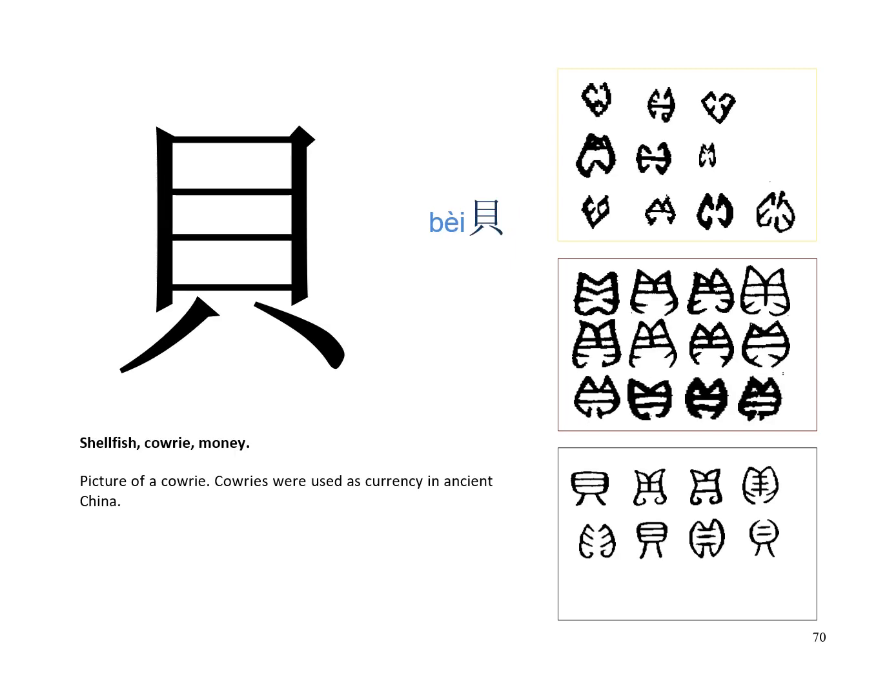This is the symbol of a shell, like those shells you see lying around on beaches. It is a picture of a cowrie. Cowries were used as currency in ancient China. Shellfish, cowrie, money. This is now also a symbol used for the word money, currency. One of the ancient forms of currency were these shells, apparently.